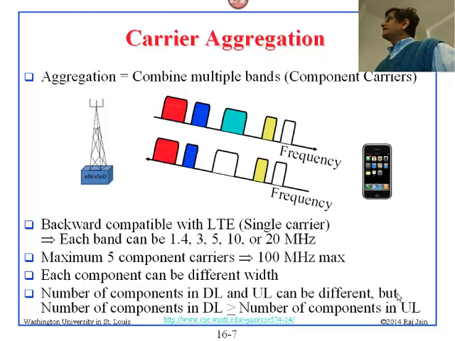Because each band is exactly as it was before, which is 1.4, 3, 5, 10, or 20 megahertz. This was the width that was allowed in LTE. Now you can combine 5 of 20, then you get 100. But you can also combine 1.4 with 3 and 5 and 10 and 20, and that will be much less. It will be 39.4 megahertz. So anything you can combine with anything.